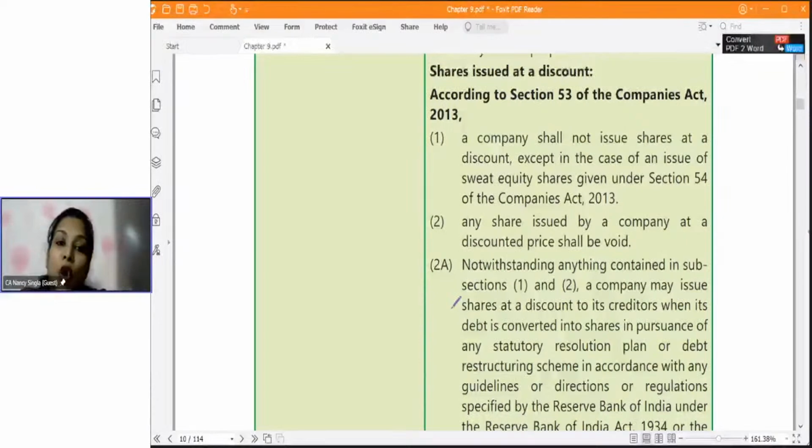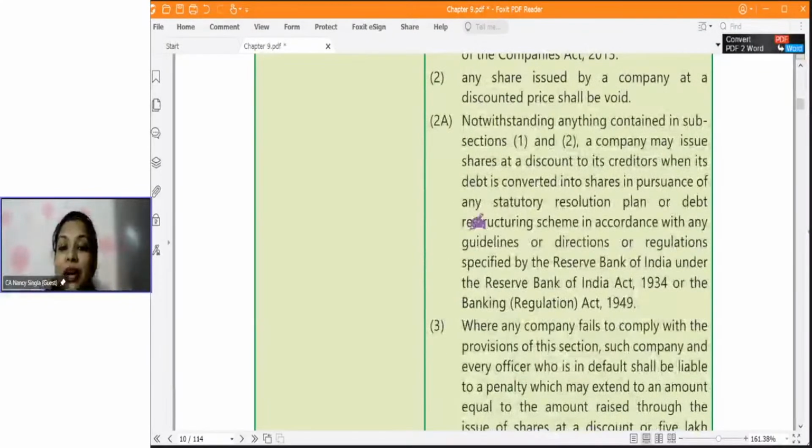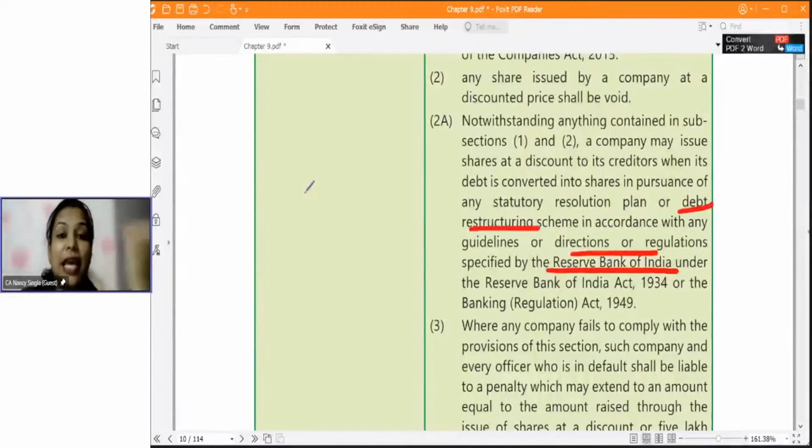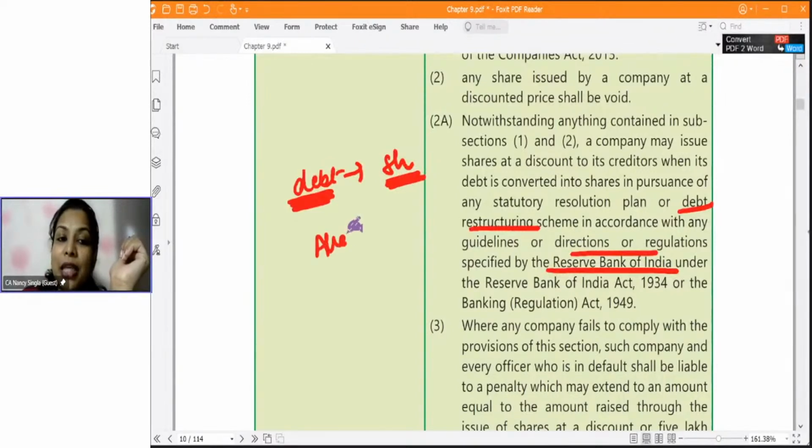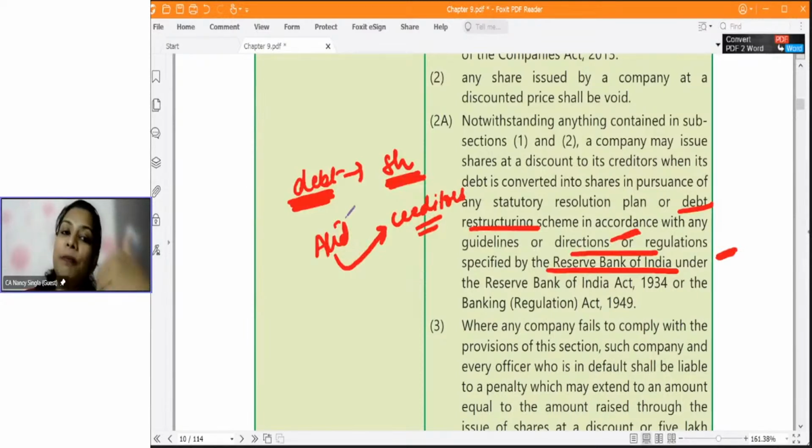Okay. Also, in case of any debt restructuring scheme in accordance with the directions of RBI, है ना? So in case any of the debt is to be converted into shares, and the company is issuing the shares to the creditors in terms of the directions given by RBI, in such a situation also the shares can be issued at a discount. Okay.